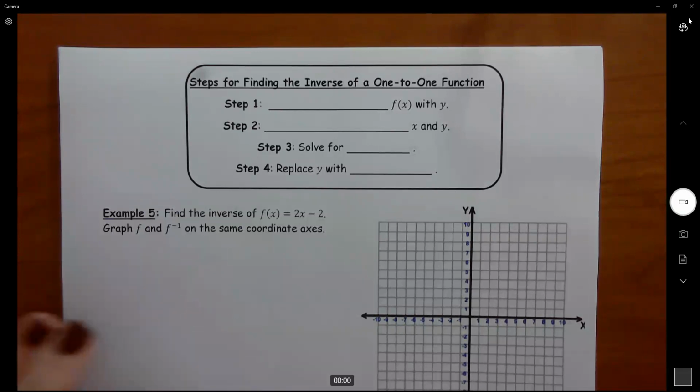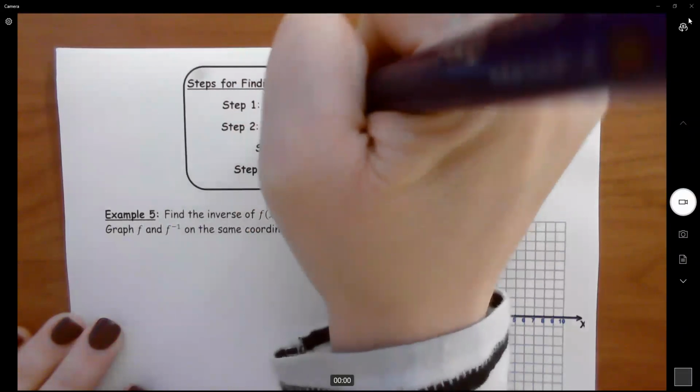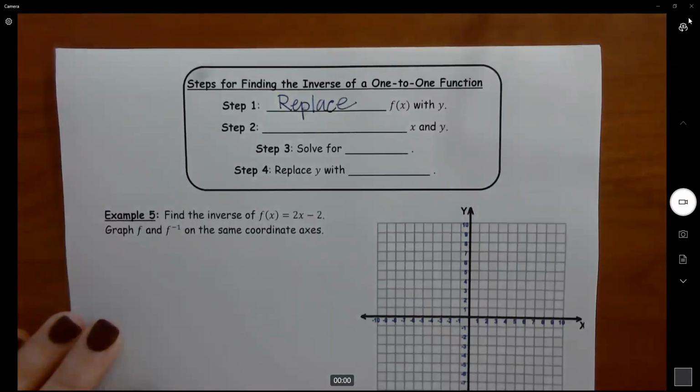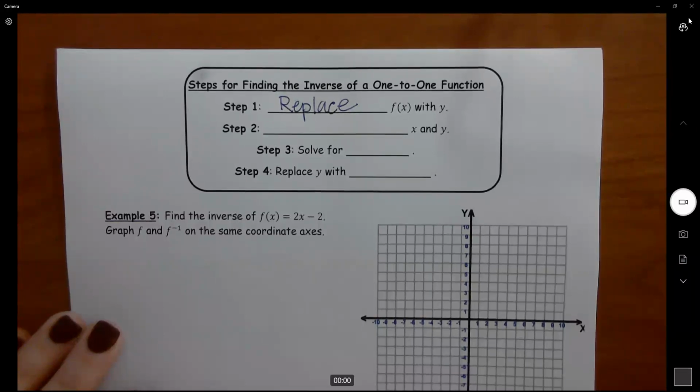The first step is that we want to replace f of x with y. Okay, we know that those equal each other, so we're just going to make it into a little bit better notation for us. So replace f of x with y.